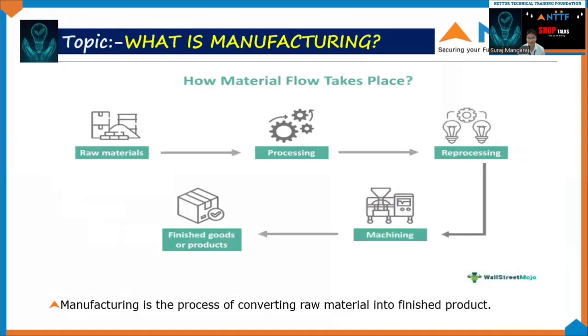What is manufacturing? Manufacturing is derived from the Latin word manufactus, which means made by hand. But in this young generation, it includes the creation of models with the help of hand, machine, and computer. In simple words, we can say manufacturing is the process of converting raw material into finished good product. As you can see in this diagram, we have taken input as a raw material, then it will process, it will reprocess, it will be machined, and finally we get the output here.